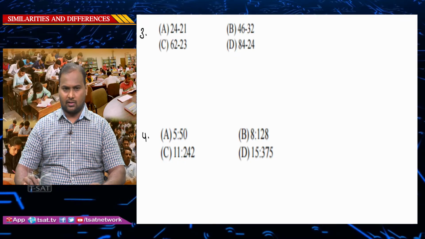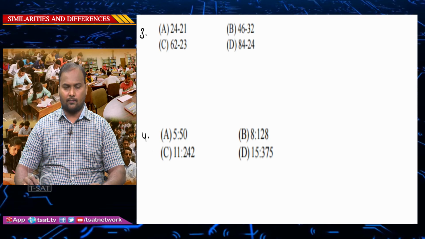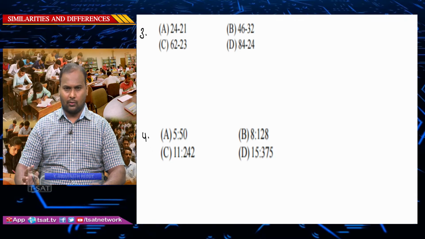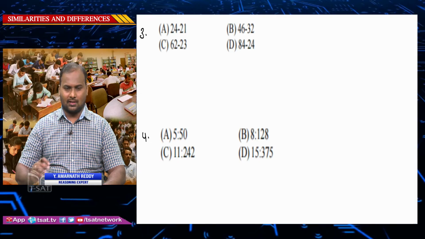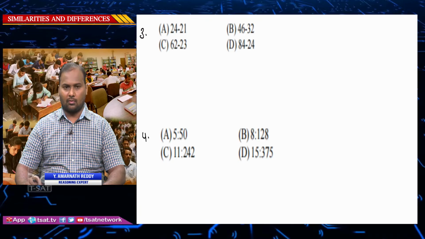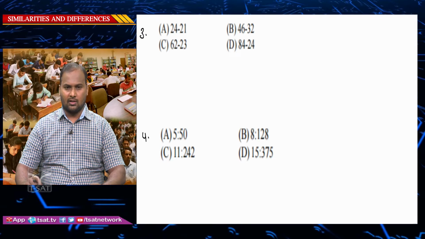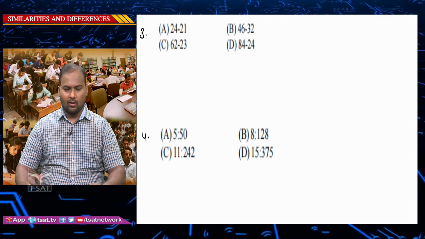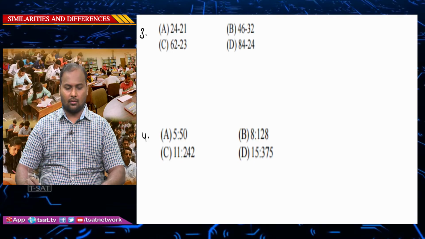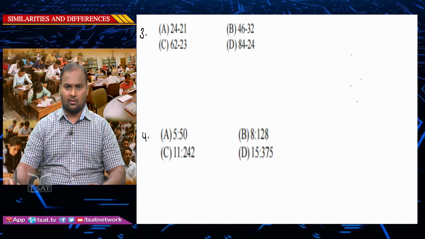If you see the numbers here, 24, 21, 46, 32, 62, 23, 84 and 24. What you need to do here is see the range of numbers and check whether squares, cubes, multiplications, common factors, sum of digits or multiplication of digits is possible. Check that first. That is very much important. Once you've done this, if you see the logic here, the logic is based upon combination.